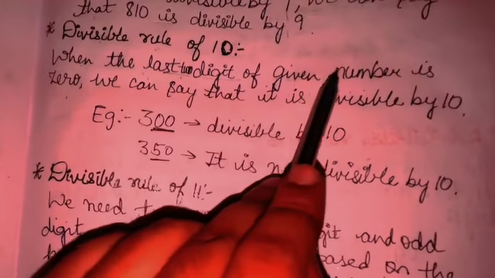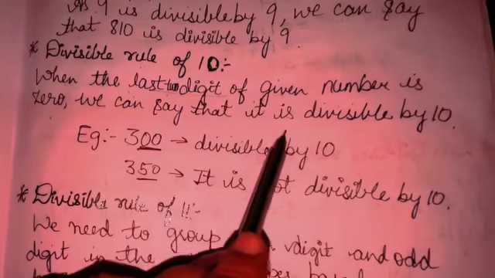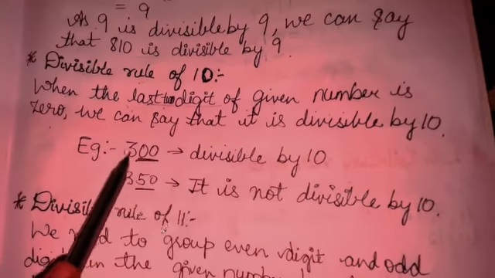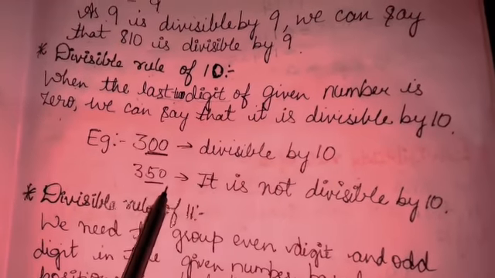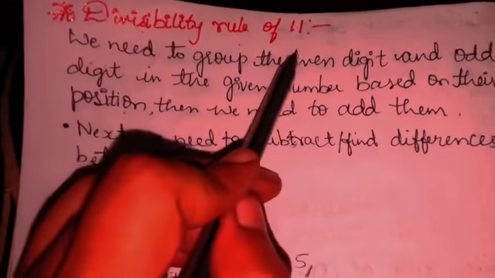When the last digit of a given number is 0, then we can say that it is divisible by 10. You can take your example as 300 and 350. 350 is divisible by 10 because its last digit is 0.